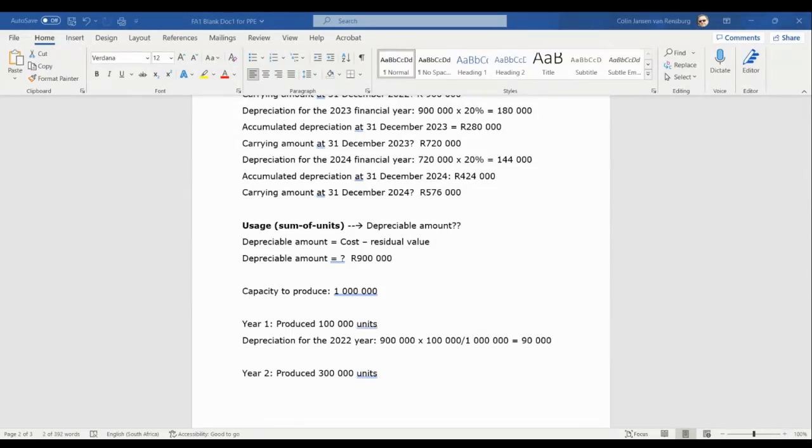100,000 over a total capacity of 1 million. So we used up 10% of its total capacity during that first year. Therefore, ladies and gentlemen, we take our depreciable amount of 900,000 rands multiplied by the percentage we've consumed of its total capacity, which is 10%. That gives us a depreciation expense for this year of 90,000 rands.